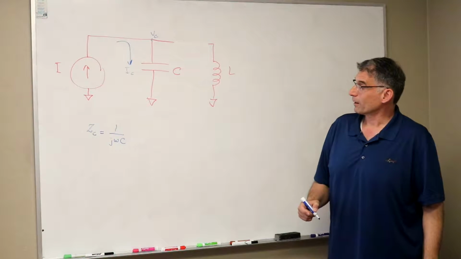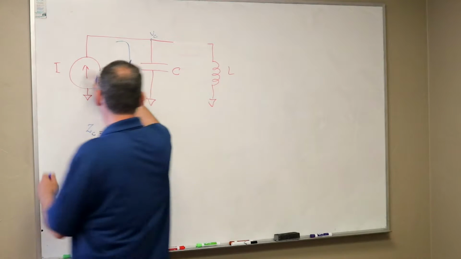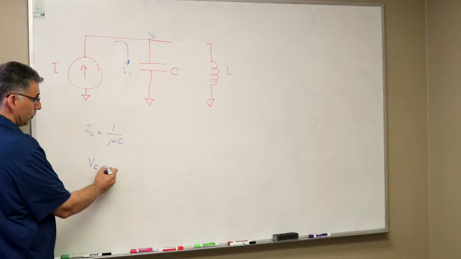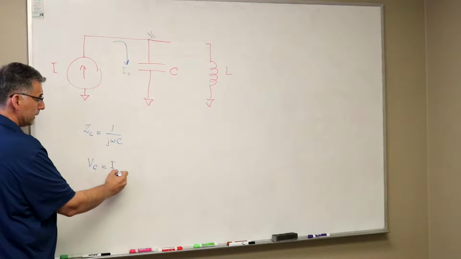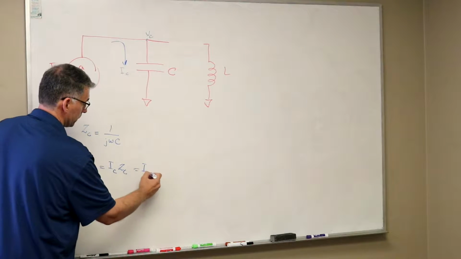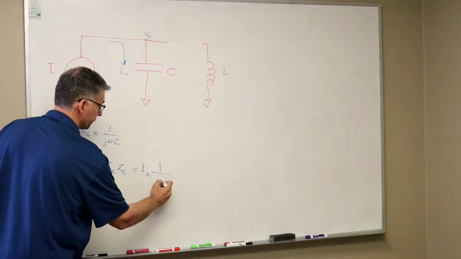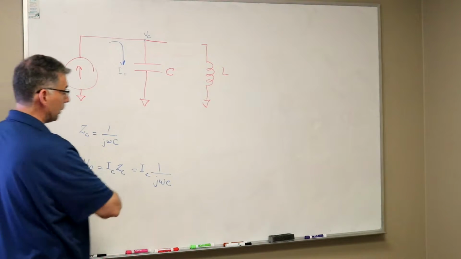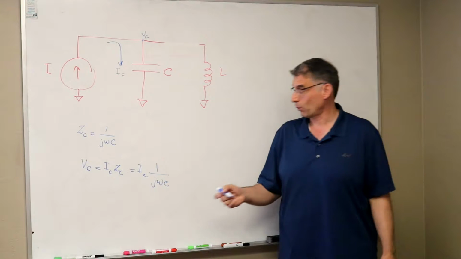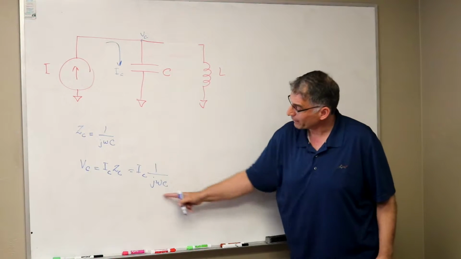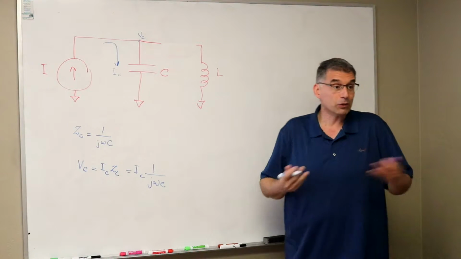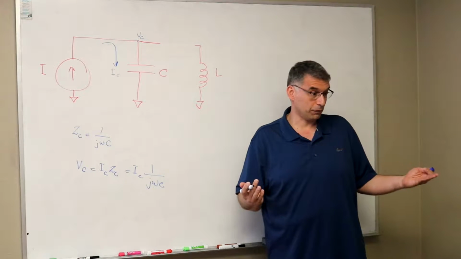So then we looked at what happens when the current goes through it. We looked at the voltage across it using Ohm's law to get IC times ZC. And now if this current is a sinusoid, when it gets multiplied by this imaginary value, we introduce a 90-degree phase shift, right?